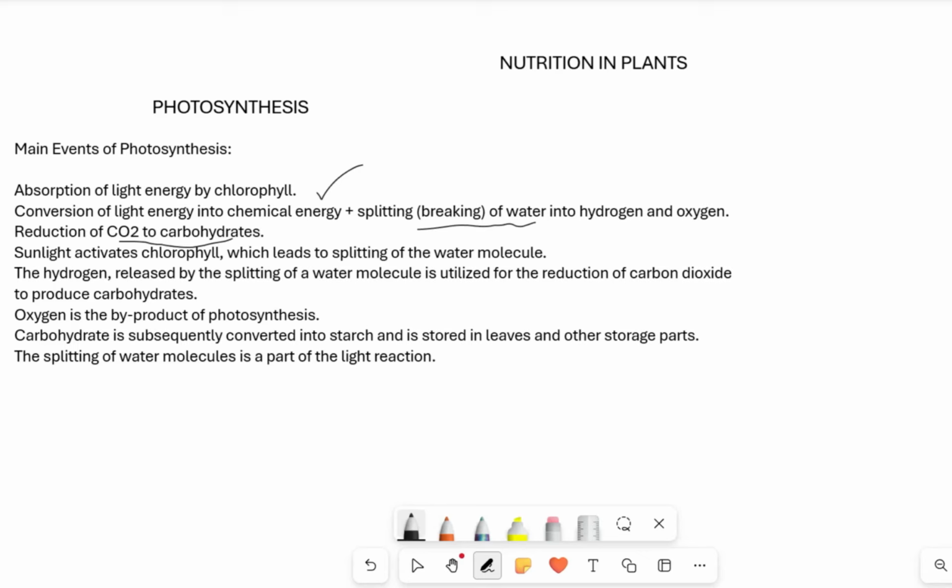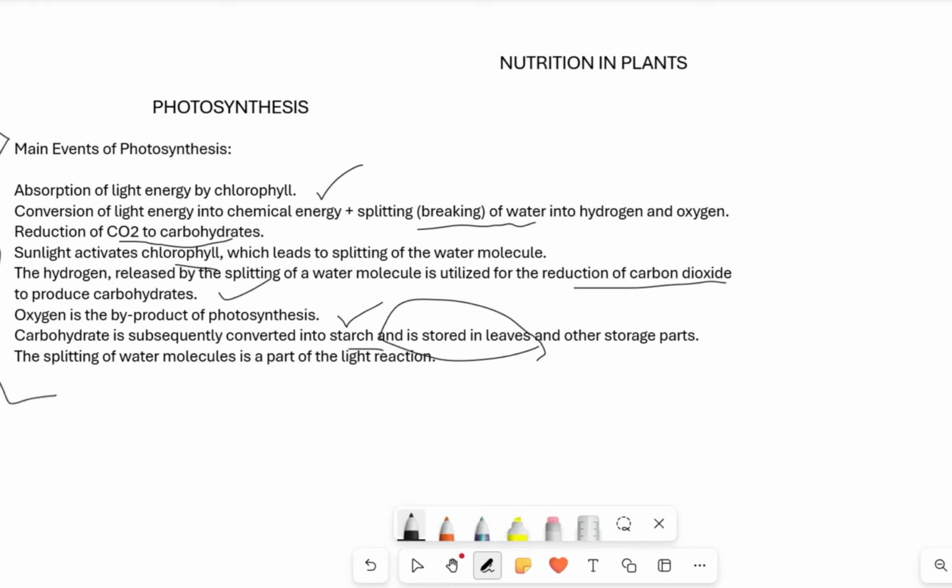Now, the sunlight activates the chlorophyll, which leads to splitting of the water molecule. The hydrogen, which is released by splitting of the water molecule, is utilized for reduction of carbon dioxide to produce carbohydrate. Oxygen is the byproduct of photosynthesis, and carbohydrate is subsequently converted into starch and stored in the leaves and other storage parts. Splitting of water molecules is a part of the light reaction. So these are the events that occur in photosynthesis.